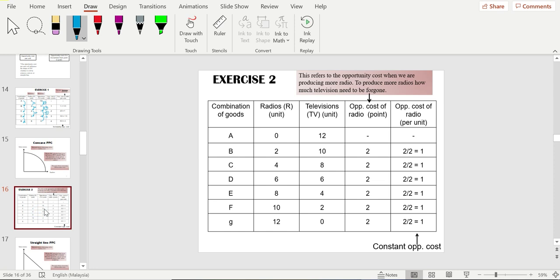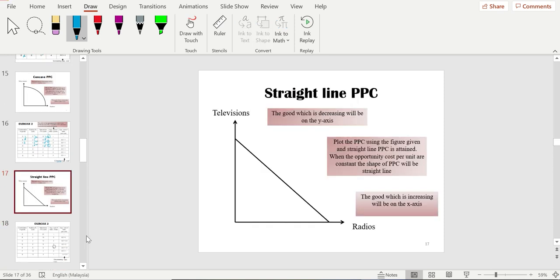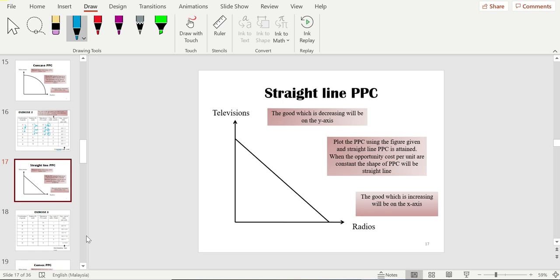Okay. Well, kalau case macam ni, for example, when we move from A to B, the radio is added by 2. What happened to the TV? Minus 2. Ni gerak daripada B to C, tambah 2 lagi. What happened to the TV? Minus 2 juga. Ni pun minus 2. Biasanya nilai bertambah ni sentiasa sama tau. Nilai yang bertambah ni sentiasa sama. Yang ni akan berubah. So, always 2, 2, 2, 2. Kita panggil constant. Bila opportunity cost tu constant, what happen to the shape of the PPC? Dia akan jadi straight line.